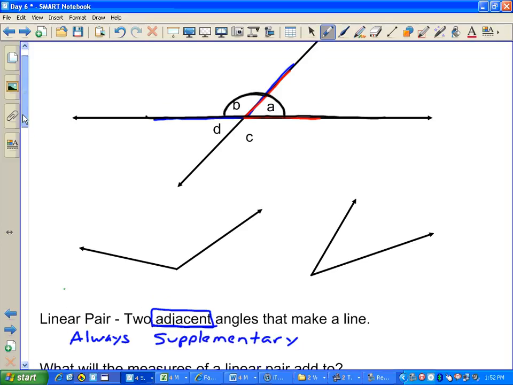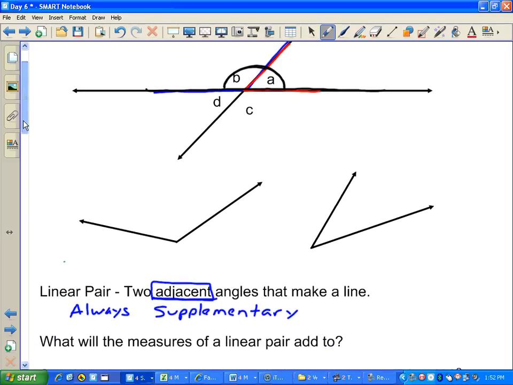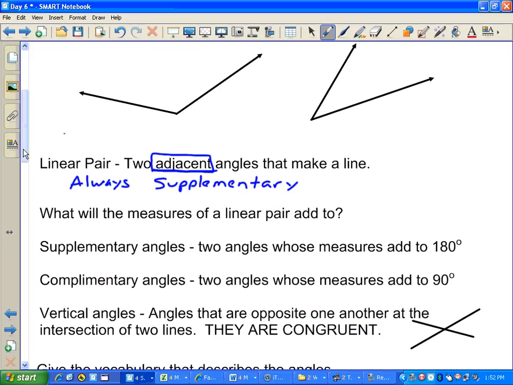Now, straight angles have 180 degrees, okay? And angles that add up to 180 degrees are called supplementary. When you have two angles whose measures add up to 180, that means that a linear pair is always going to be supplementary. The same can't go the other way. Supplementary angles are not always a linear pair.